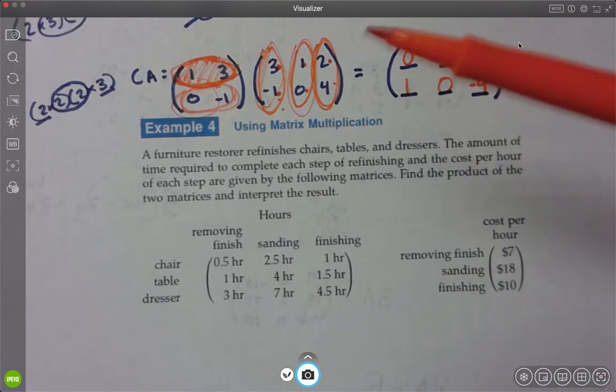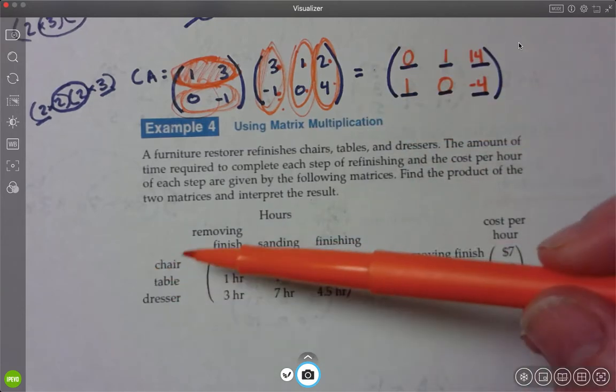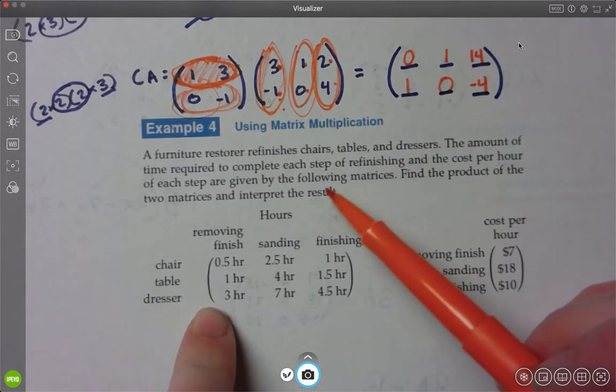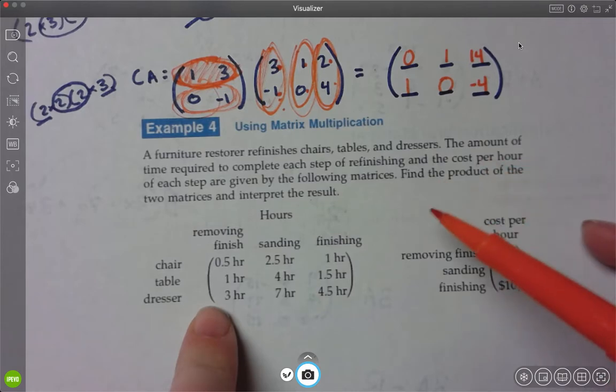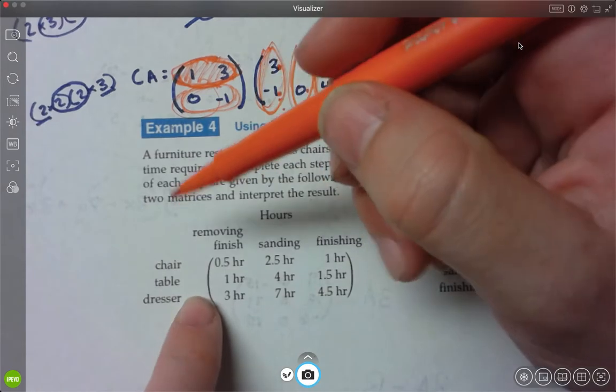A furniture restorer refinishes chairs, tables, and dressers. So they have a matrix here for chairs, tables, and dressers. The amount of time required to complete each step of refinishing and the cost per hour of each step are given by the following matrices. So this is how this works.